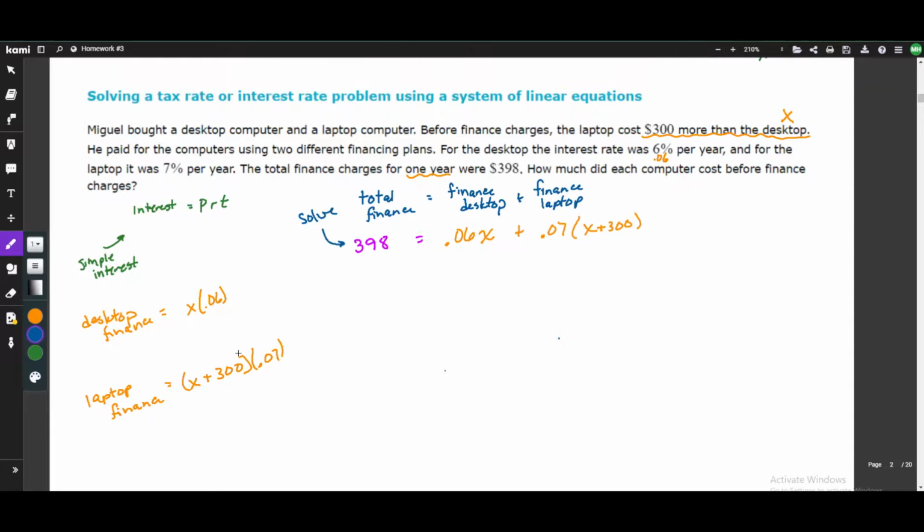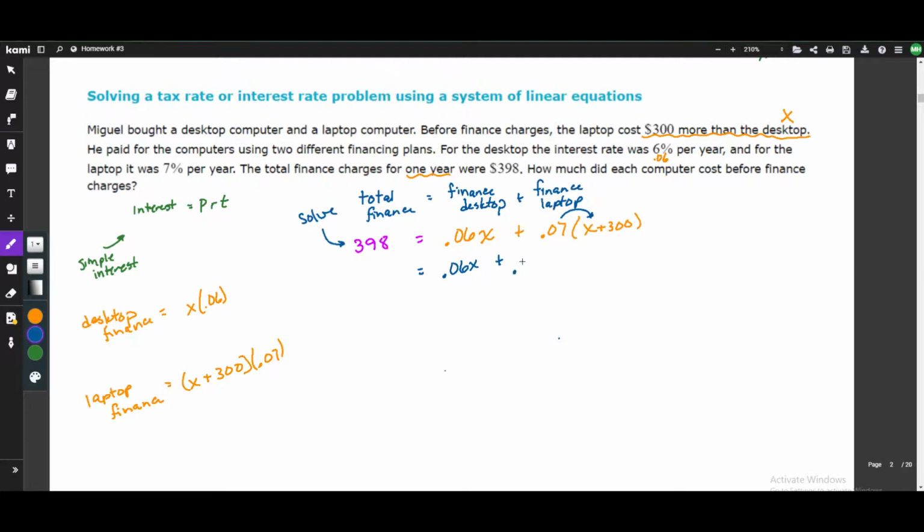All the rest of the stuff is all my notes. Changed the second to last equation into math, and we're going to simplify this. So I'm just going to keep that 398. I'm going to simplify the right side. So I got 0.06x plus 0.07. I'm going to distribute that through.